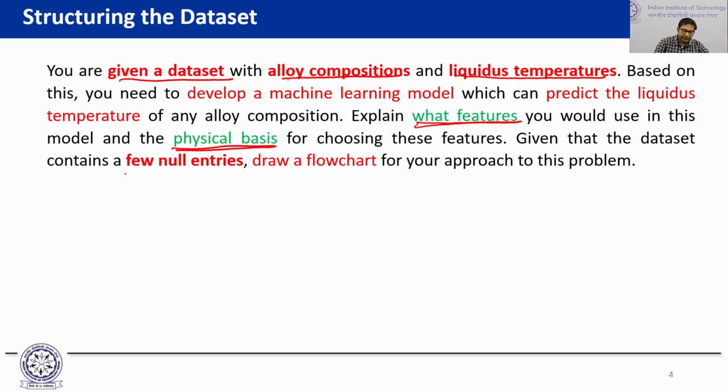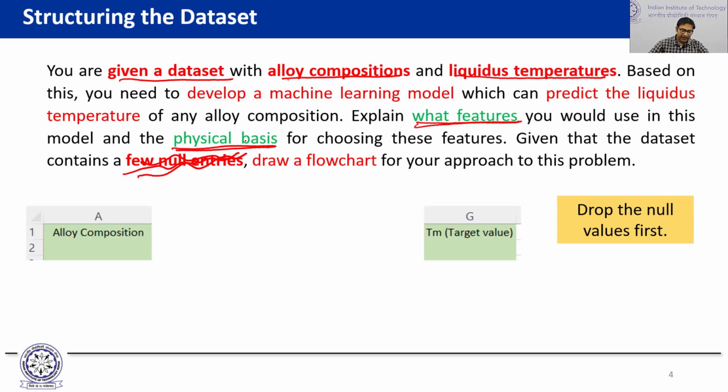So the first thing you want to do is get rid of the null entries over here. You now have your input conditions, which is the alloy composition. You have the features, which is going to describe your machine learning process, and then you have your target value, which is the liquidus temperature. So if you look at the process, the first step is dropping the null values. The next step is to add in the input and the target values. So in this case, the input is basically going to be the alloy compositions, and the target is going to be the liquidus temperature.